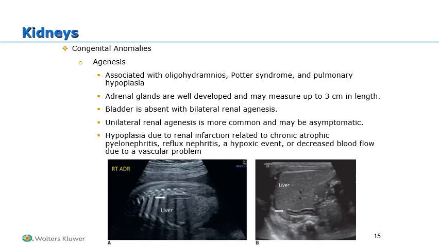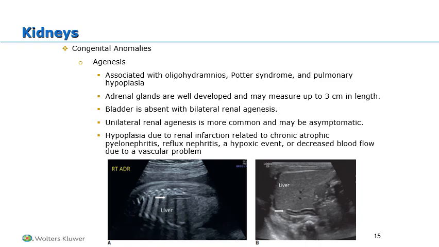Bladder is absent with bilateral renal agenesis. That would be in utero, or after birth if they're lucky enough to still be alive. We wouldn't see a bladder because no urine is being produced. Unilateral renal agenesis is more common, and as I mentioned before, it can be asymptomatic for some time, and it could even be found as an incidental finding later in life. That should be less common these days, as most fetuses are hopefully getting a good obstetric exam during pregnancy.